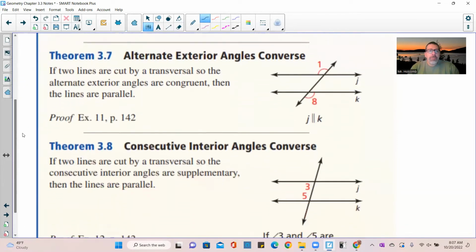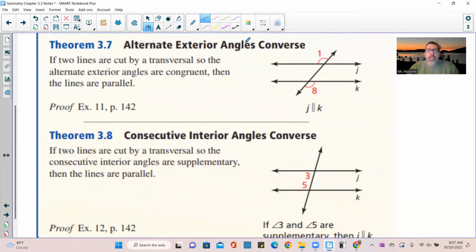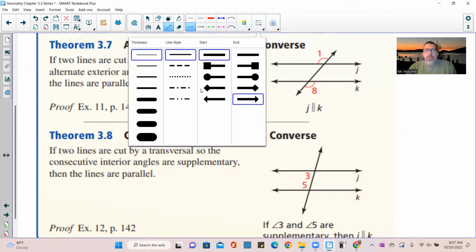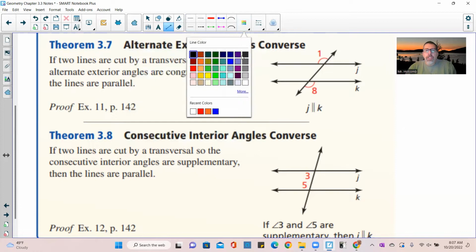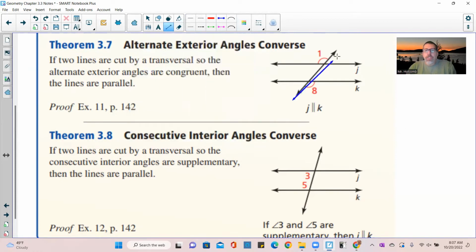Theorem 3.7 states the alternate exterior angles converse: if two lines are cut by a transversal. Again, I'm going to point out to you in color what the transversal is. The transversal is the one line that crosses the other two. K is not a transversal because it only crosses this line. J is not a transversal because it only intersects this blue line. The blue line intersects both of them, forcing it to be the transversal.